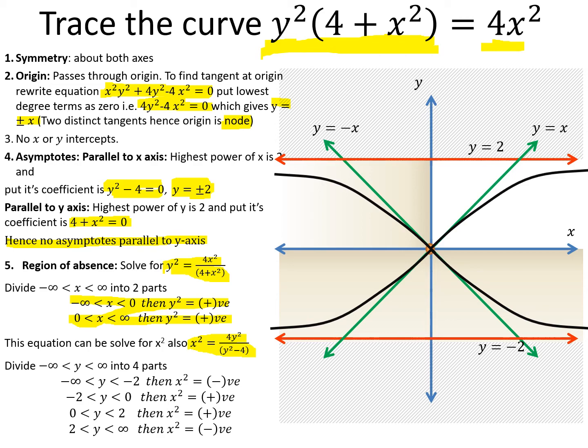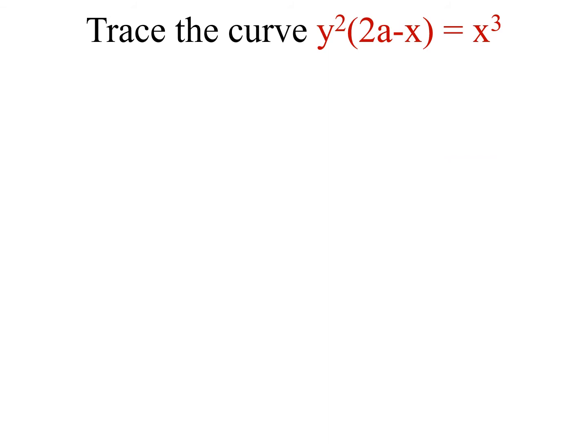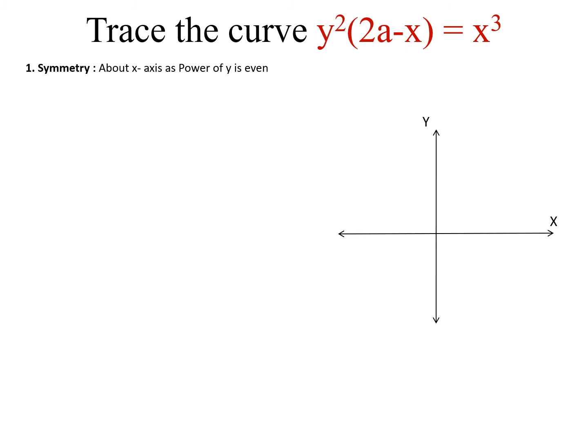Okay. So now let's go for the next example. So next example is y square into 2a minus x is equal to x cube. Okay. So again we will take the XOY plane first. So here it is your XOY plane. Now we will discuss first rule about symmetry. So y power is even, then the curve is symmetric about only x-axis. So we will draw the dashed shaded area below the x-axis.